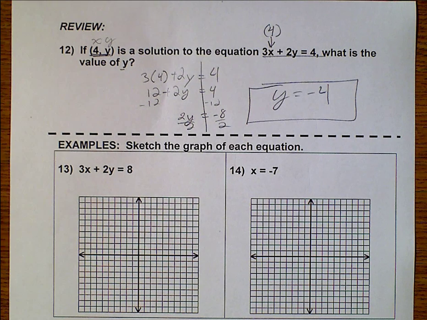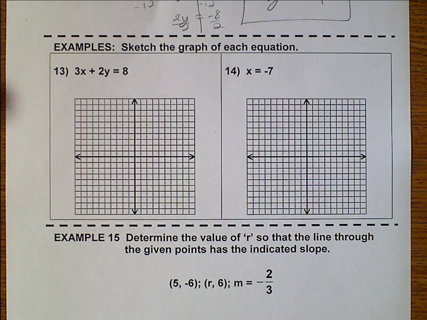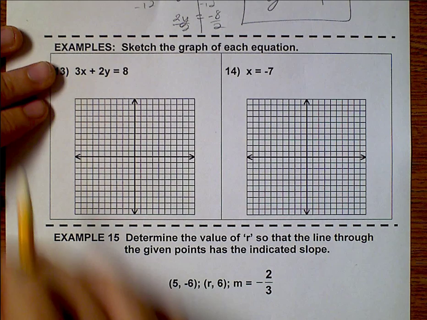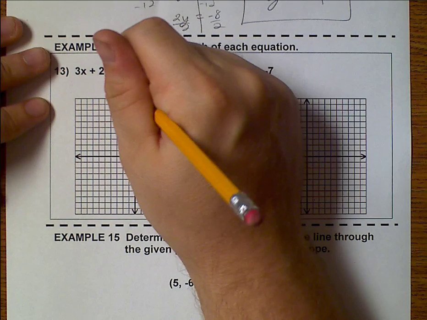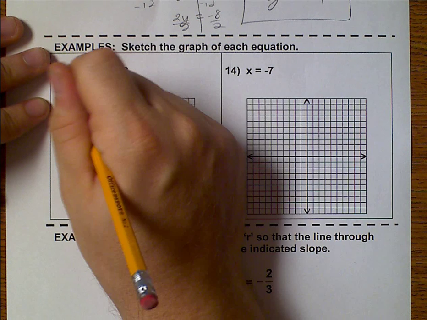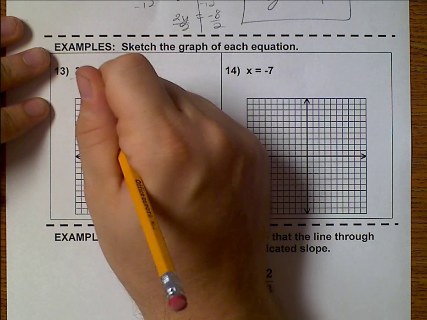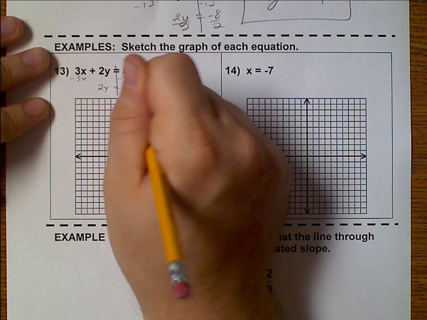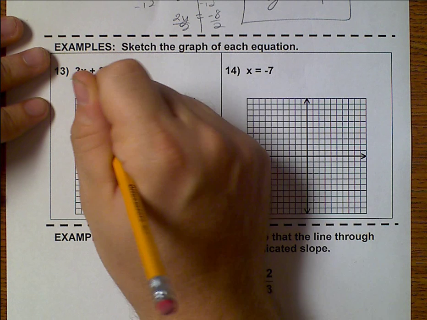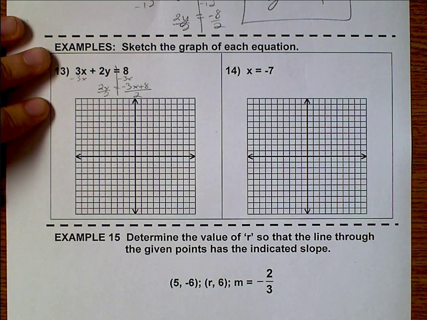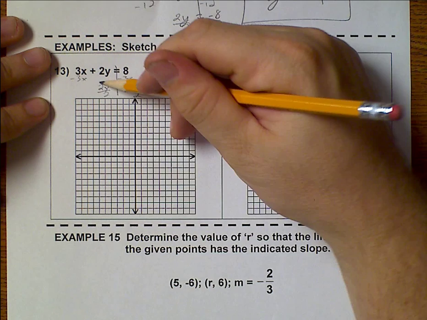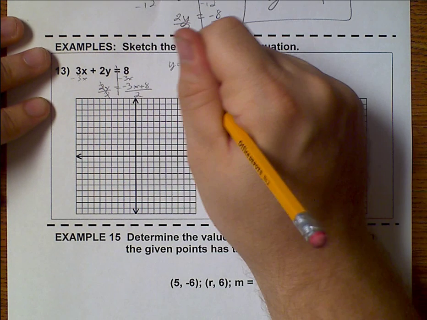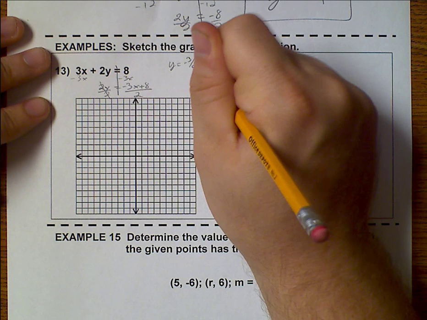For example number 13, we need to sketch the graph, so I need to solve this for y. So I'm going to subtract 3x from both sides. 2y equals negative 3x plus 8. Then I'm going to divide everything by 2. I get that y equals negative 3 halves x plus 4.